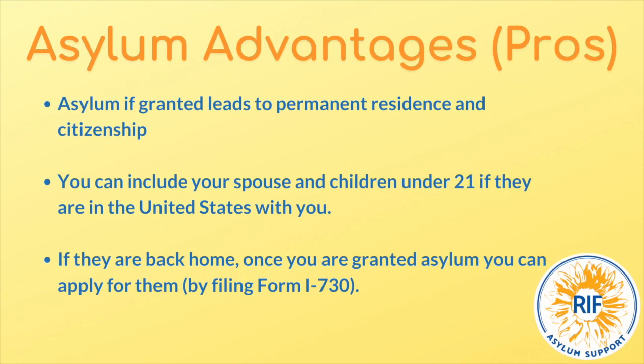So, what are the advantages of asylum? The pros. Asylum, if granted, leads to permanent residence and citizenship. You can also include your spouse and children under 21 if they are in the United States with you. If they are back home, once you are granted asylum, you can apply for them by filing Form I-730.